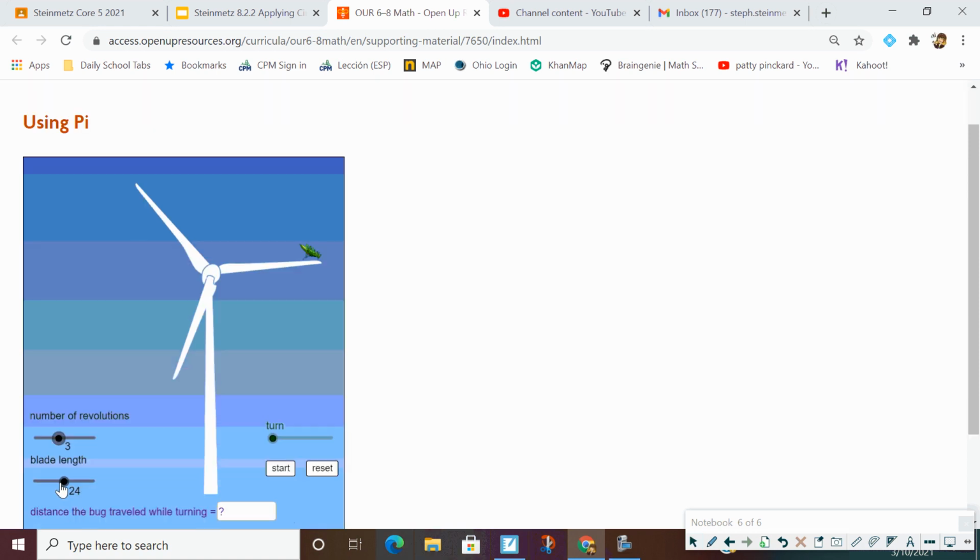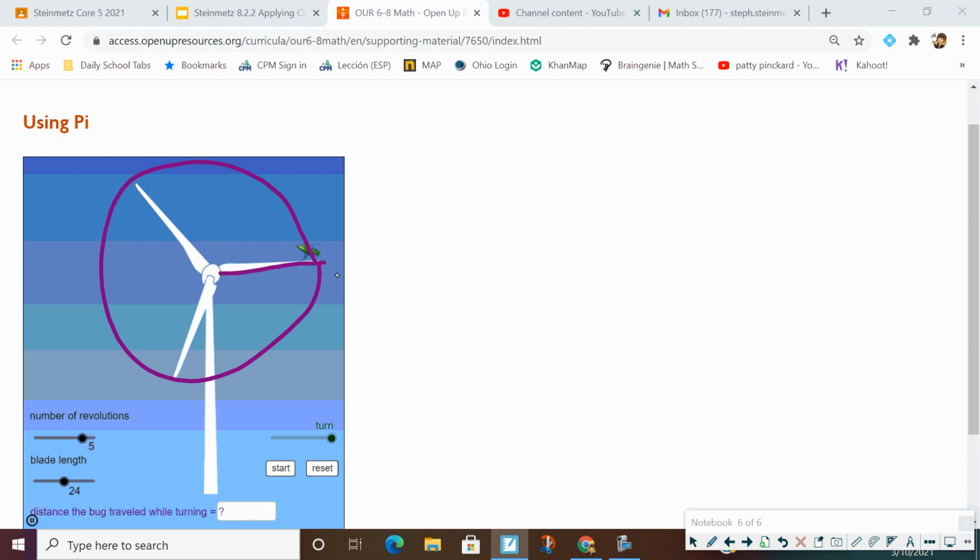So this little applet is going to show us how the bug flew. The number of revolutions would be 5. So the bug goes around, that's 1 time, 2 times, 3 times, 4 times, and then 5 times. Each time the bug is going around, it's making 1 circle. So we want to know how long it takes to go around once. It told us 1 propeller was 24, so that's going to be our radius.